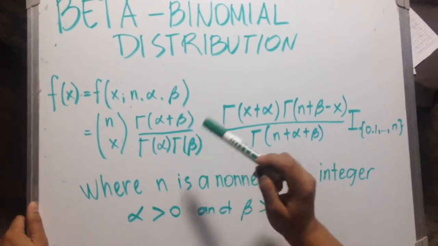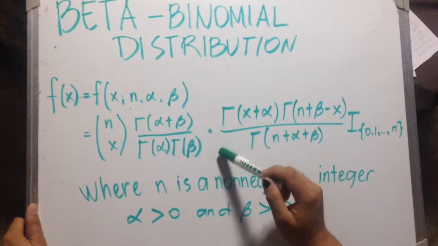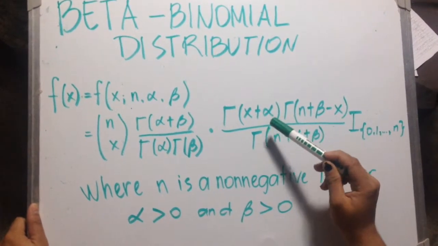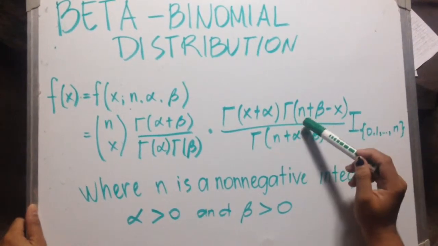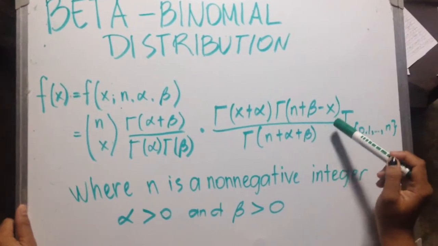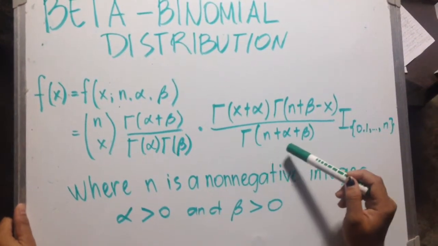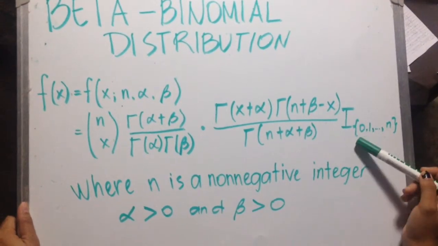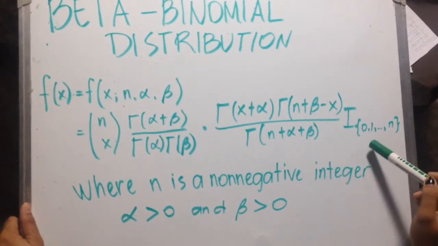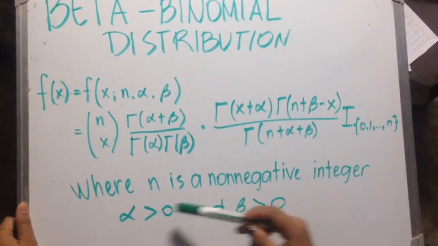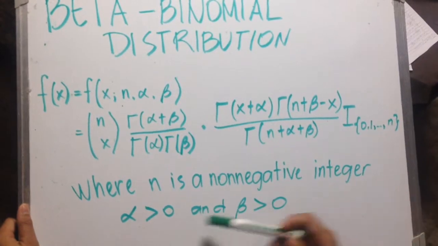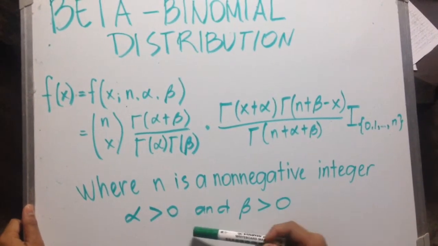gamma of alpha times gamma of beta times gamma of x plus alpha times gamma of n plus beta minus x over gamma of n plus alpha plus beta, with indicator from 0 up to n, where n is a non-negative integer and alpha and beta are greater than 0.